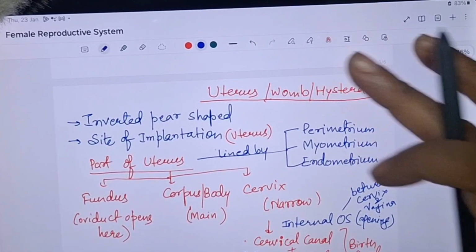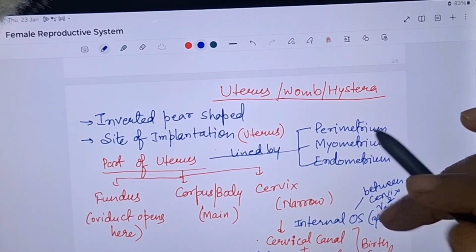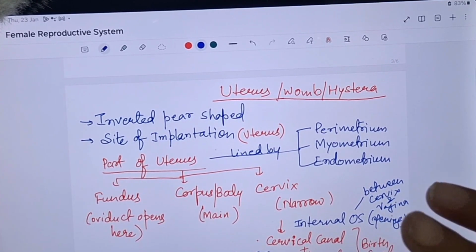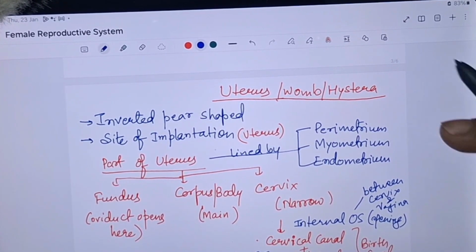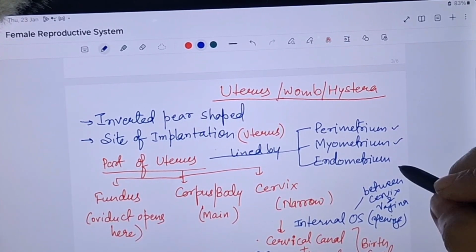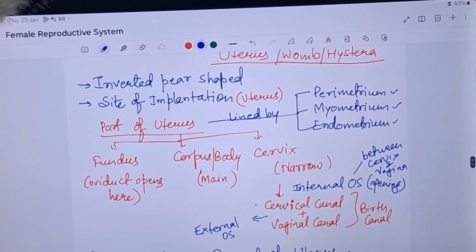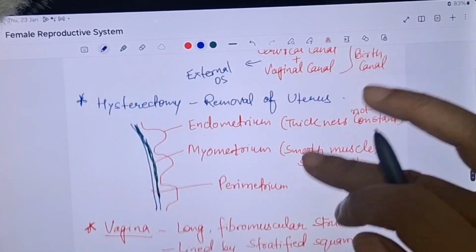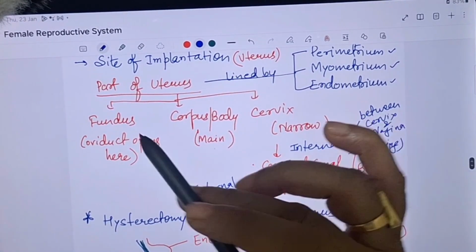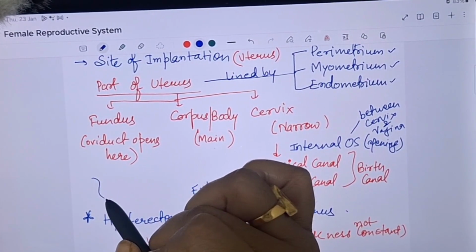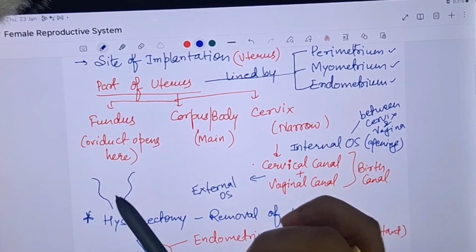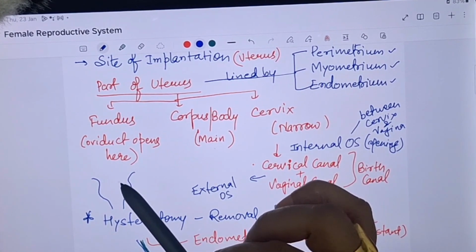Now the uterus, the womb or the hysteria, is inverted pear shaped, and it is the site for implantation. The uterus is lined with the outer layer called perimetrium, the middle layer myometrium, and the endometrium. If you see the structure of the uterus, it is inverted pear shaped, and the main body will be termed the fundus, and the oviduct opens here in the fundus part.